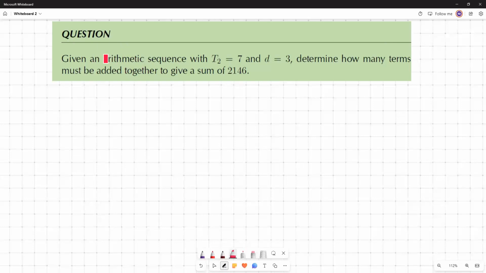Given an arithmetic sequence where T2 is 7 and the difference is 3, determine how many terms must be added together to give the sum of 2146. Perfect. The most important thing that I advise you to do, ladies and gents, is to always list what you are given.